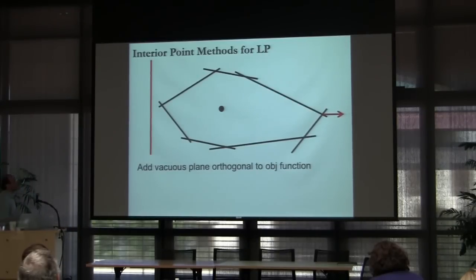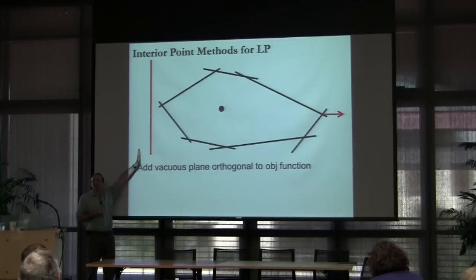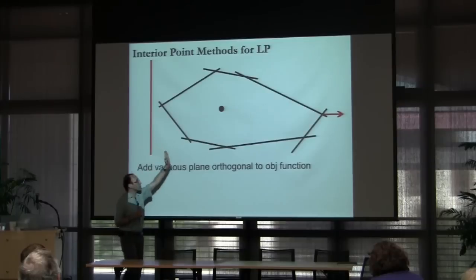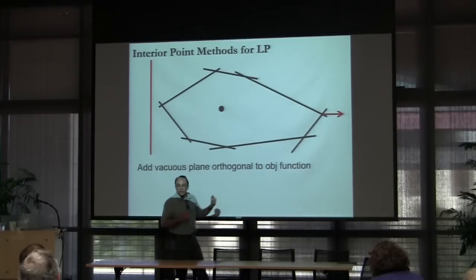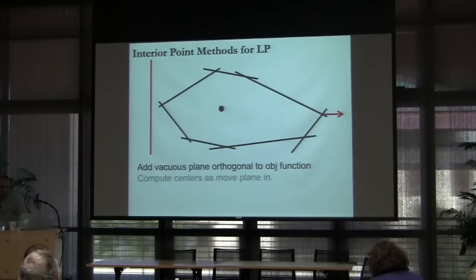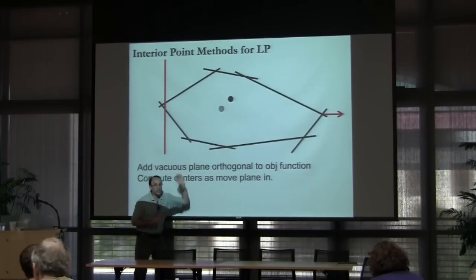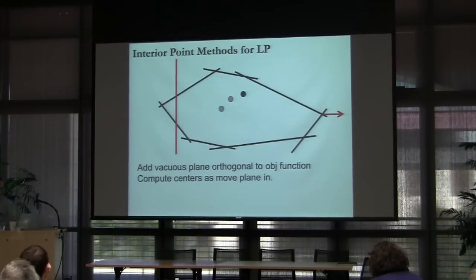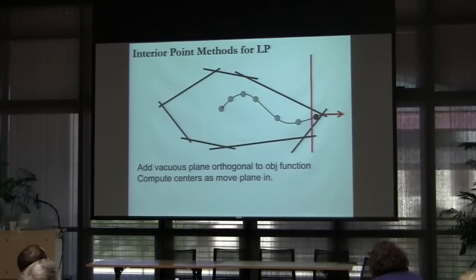OK, so here's an idea then of how you would run an interior point method. First, you find a center of your polytope. And then let's imagine we just add some vacuous plane. This plane does not cut off anything in our polytope. It actually should probably be drawn further out. And it's orthogonal to the objective function. What we then do is we move this plane forwards and see how it changes the center. So you shift the plane forwards, compute the new center of the polytope. Each time I move this plane forwards, it changes the center, and you compute the new center. And when you push the plane far enough in, you're actually getting yourself to the objective function, to the optimum, the vertex that optimizes the objective function.